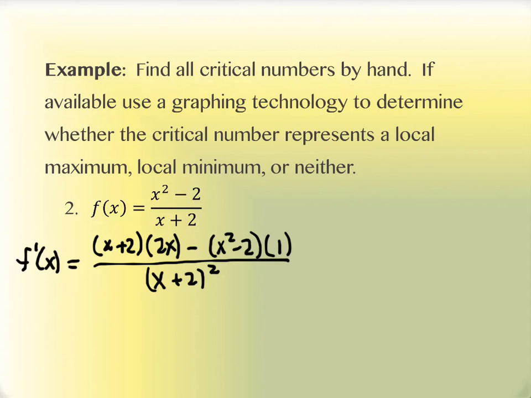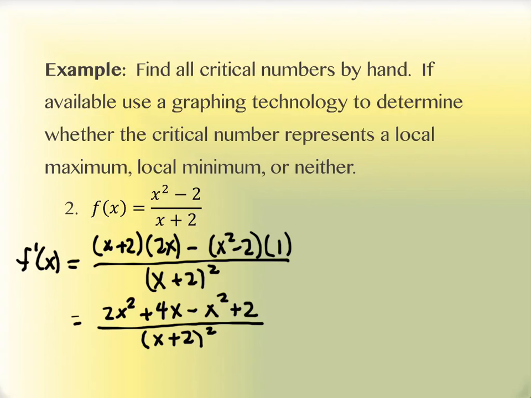All right, so let's simplify the numerator of this. I've got 2x squared plus 4x minus x squared plus 2. Did I get all the pieces of that right? Okay. Now that numerator will simplify one more time. What will it become?